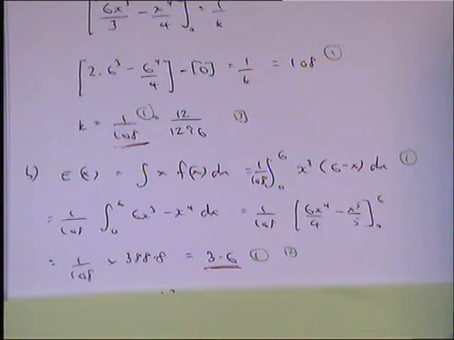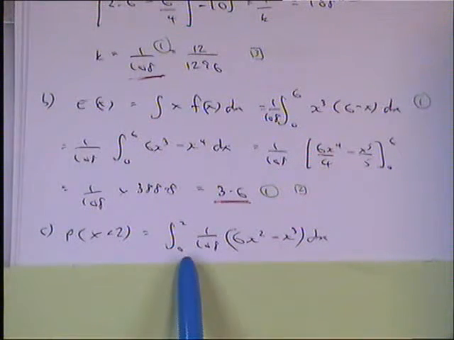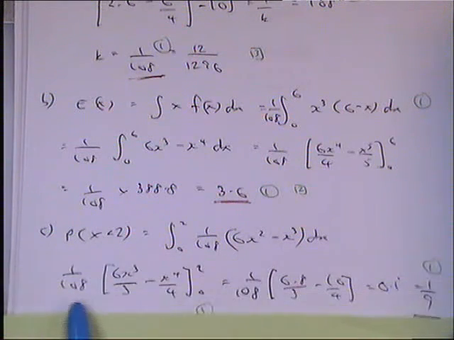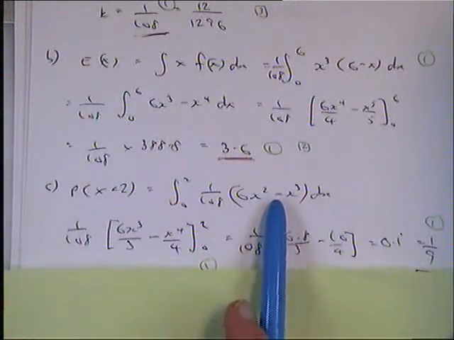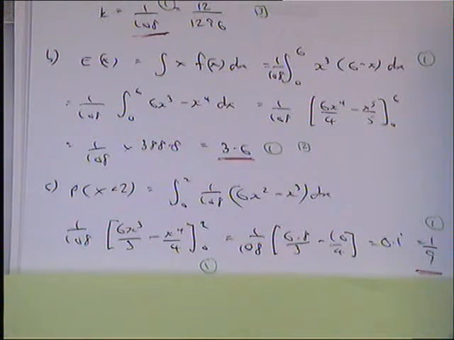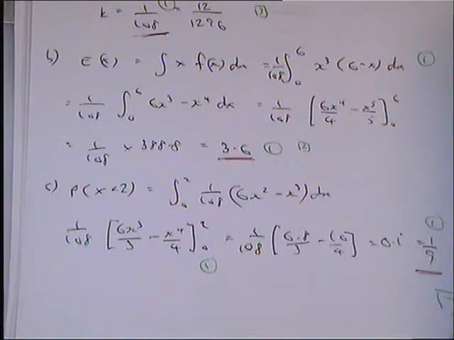And finally, for the probability x is less than 2, we need to integrate our function from our lower limit, which is 0, up to 2. It's not multiplying it by x or anything. So I've taken the 1/108 outside, I've integrated that, which I've already done in this question, put my limits in, and I get an answer of 1/9. There's 1 mark for integrating and having the limits, 1 mark for the final answer, 2 marks for that part.